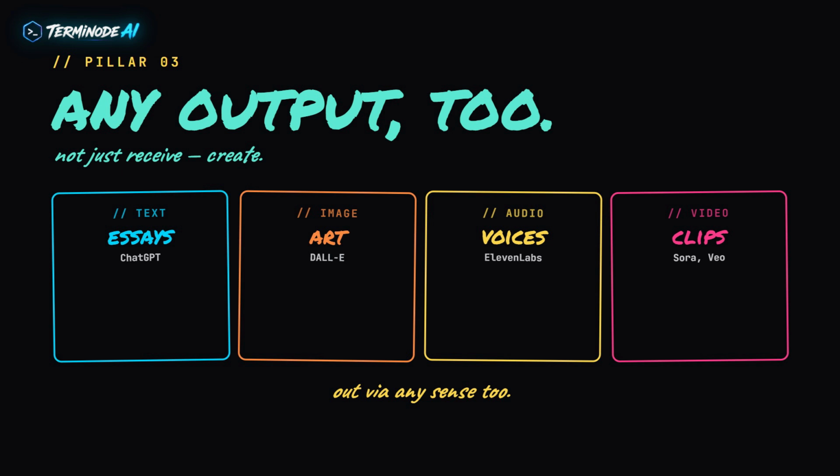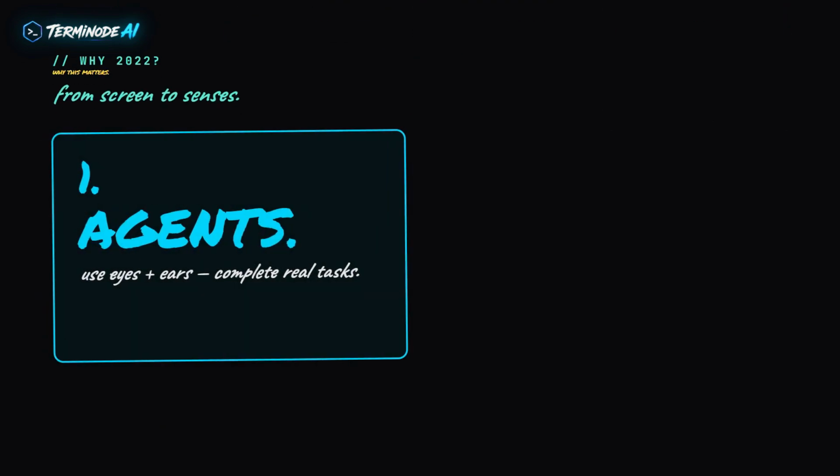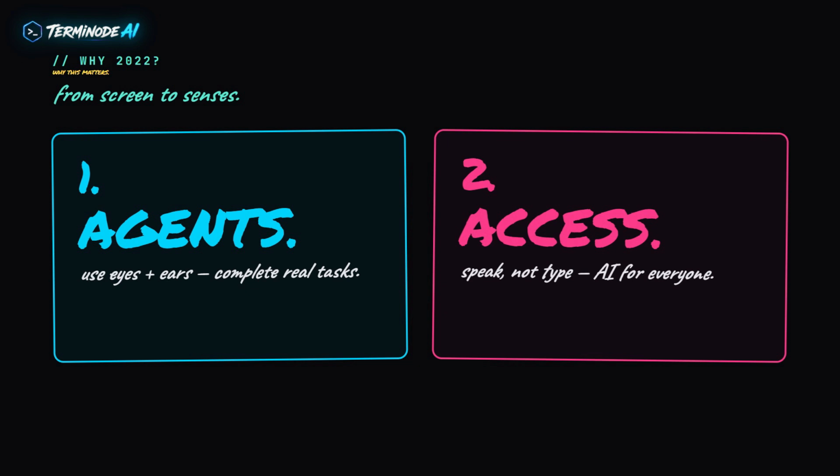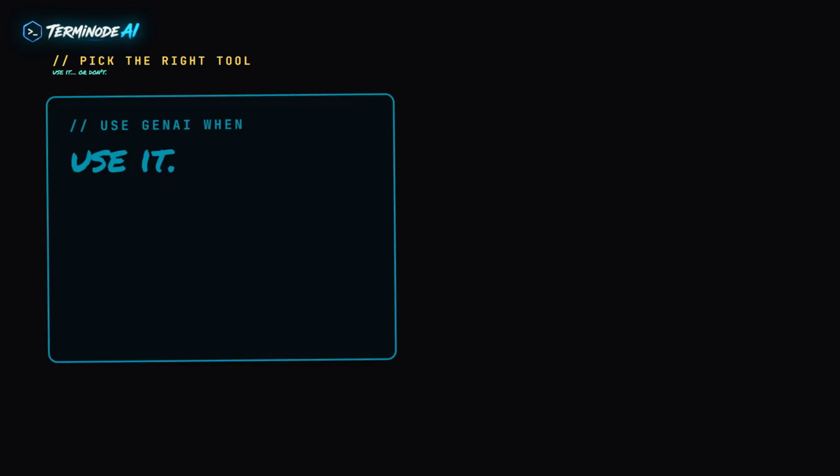Why this matters from screen to senses. There are 2 big drivers behind multimodal AI today. The first is agents. Use eyes plus ears, complete real tasks. Without this, multimodal AI would still be a research curiosity nobody outside academia talked about. The second is access. Speak, not type, AI for everyone. This is what tipped multimodal AI into the mainstream and made it usable for real products. AI finally interacts like humans. The science was waiting for the hardware. Now both have arrived. So when should you actually reach for multimodal AI?